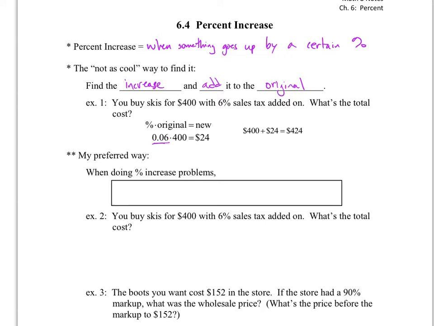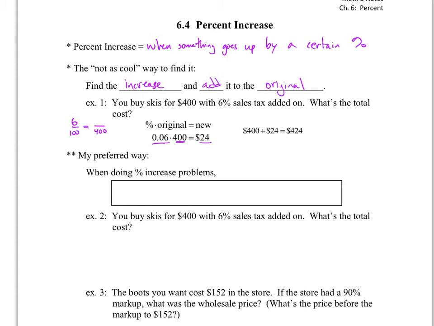0.06, that's 6%, times your original, which is the $400, because we have $400 skis, equals $24. So $24 is 6%. If you're a proportion person, this is what that proportion would look like. 6 over 100 equals blank over 400. If you like proportions, I'm totally fine with that. You're still trying to find 6% of 400.